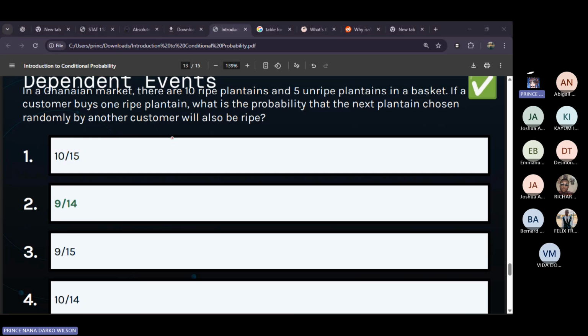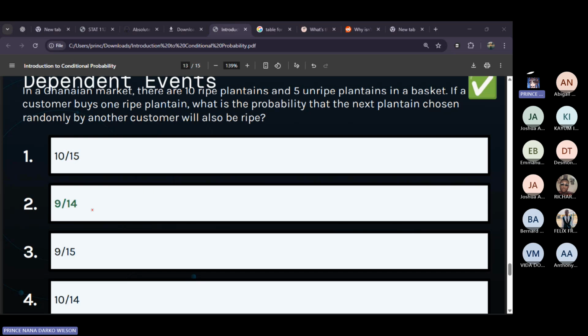If a customer buys 1 ripe plantain, what is the probability that the next plantain chosen randomly by another customer will also be ripe? This is what it means. The first customer came and bought 1 ripe plantain, right? That reduces the number of plantains in the basket to 14. So if the next customer comes and wants to buy a plantain, what's the probability that the plantain they are going to buy is going to be ripe as well? It will now be the total number of ripe plantains left divided by the total number of plantains left. Initially we started with 10 ripe plantains, and now someone has come to buy 1 away. So the number of plantains drops to 14 and the number of ripe ones drops to 9. So the probability of the next person buying a ripe plantain is going to be the 9 ripe plantains divided by the 14 total plantains, and that is your answer right here, 9 over 14.